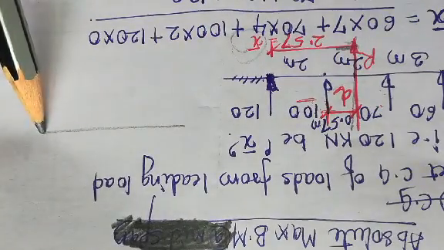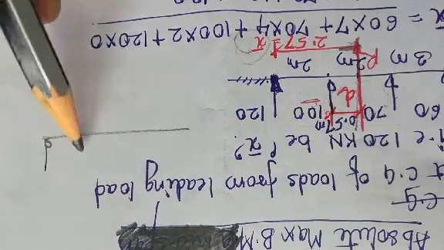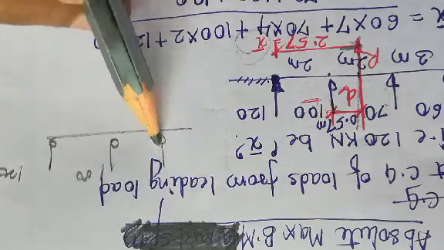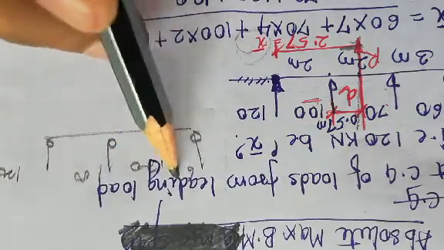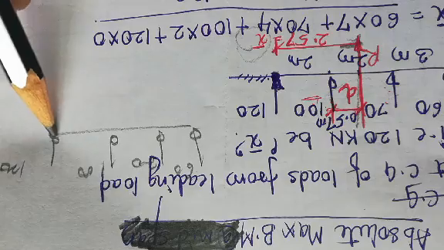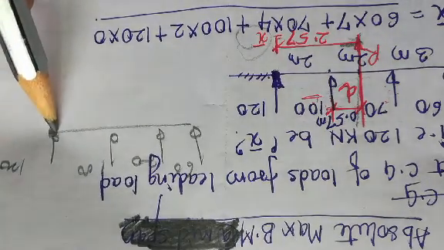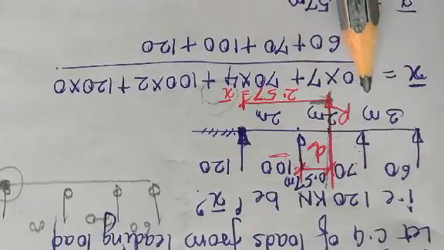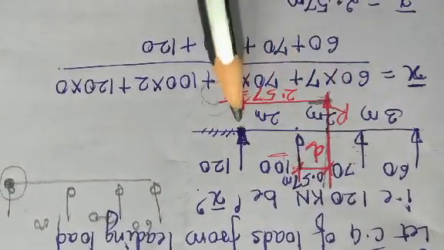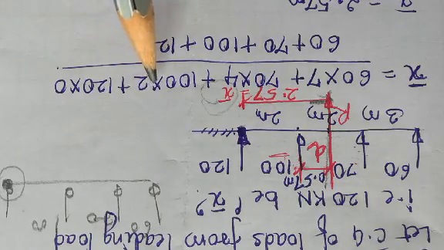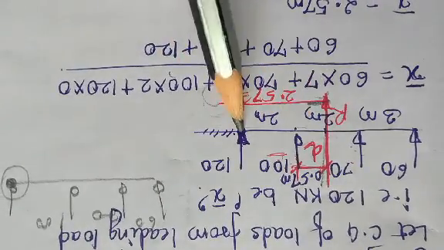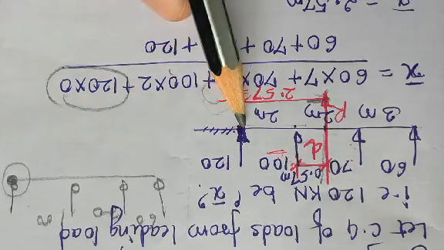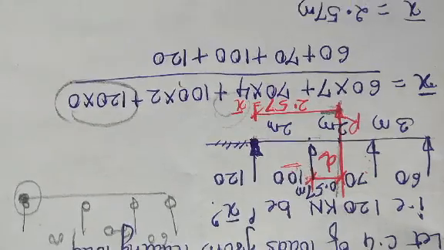Like simply this is your train of loads: 120, 100, 70, 60. Now calculate the moment of these loads about the leading load. That is 60 into 7 plus 70 into 4 plus 100 into 2 meters. Even if you don't write the leading load term, it is understood because the perpendicular distance between this load and this point is 0.